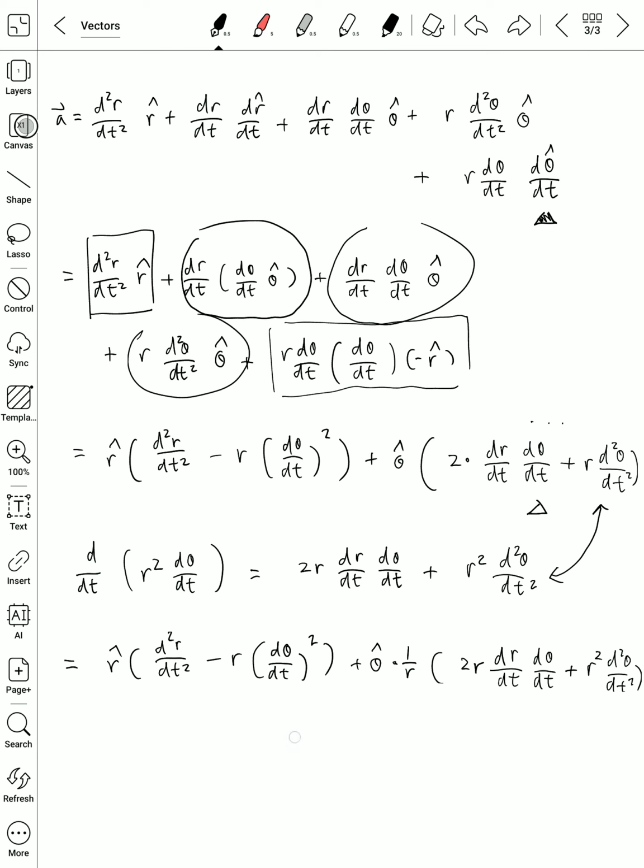Oh god, my writing is so slow. (1/r) d/dt (r² dθ/dt). Yes. And this is the final expression of acceleration in the polar coordinate system.